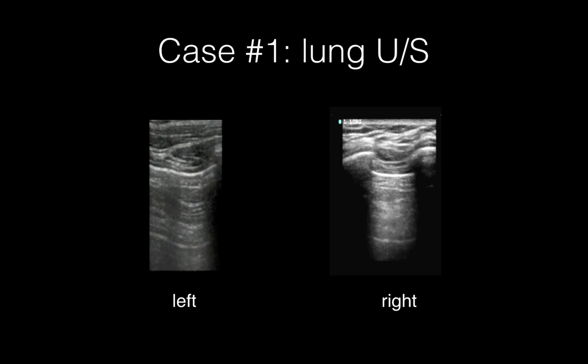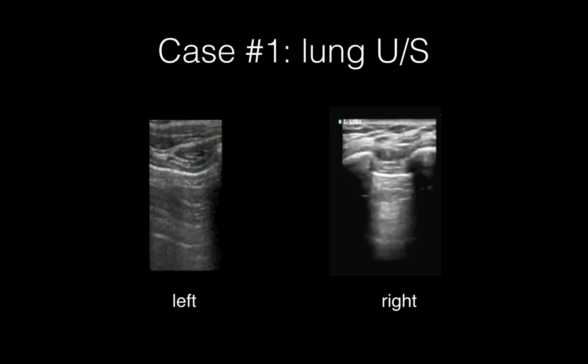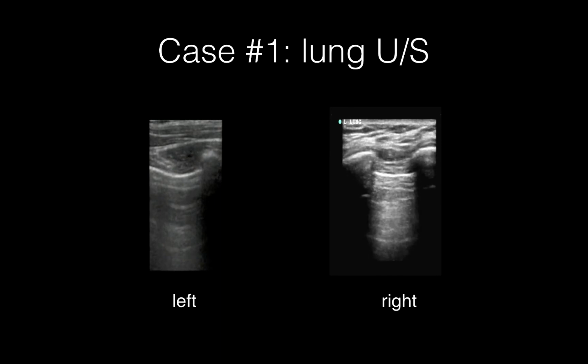So these videos illustrate the results of lung ultrasound in this intubated patient. As you can see on the left side, the pleural line shimmers with respiration. On the right side, the line doesn't shimmer at all. On both sides, we see A lines, but no B lines. So as you can see, the difference here is subtle. Let me just play that again.